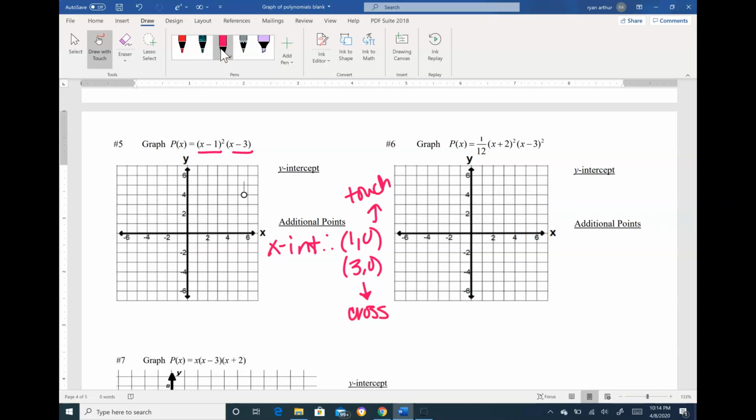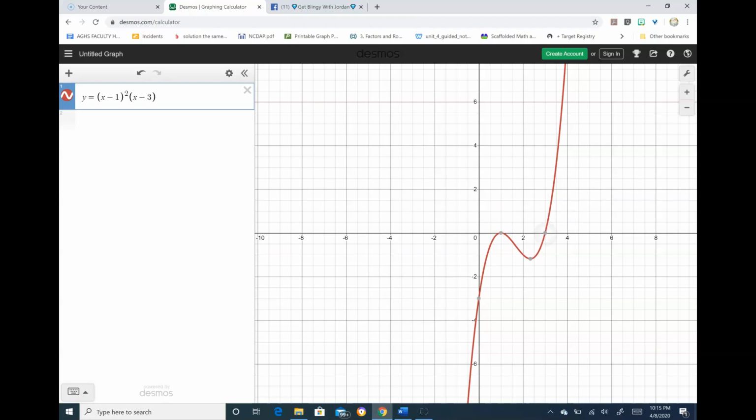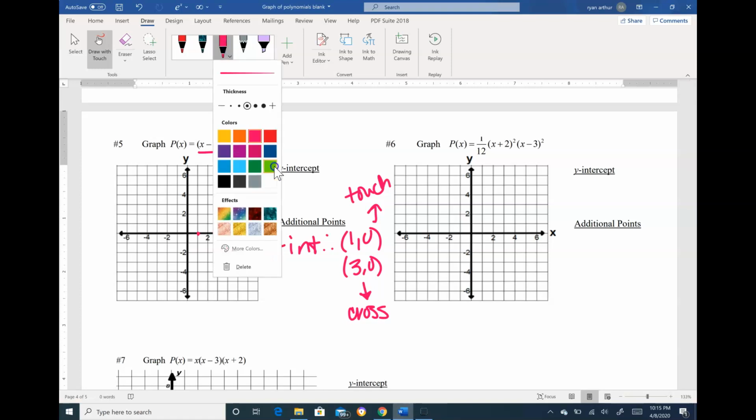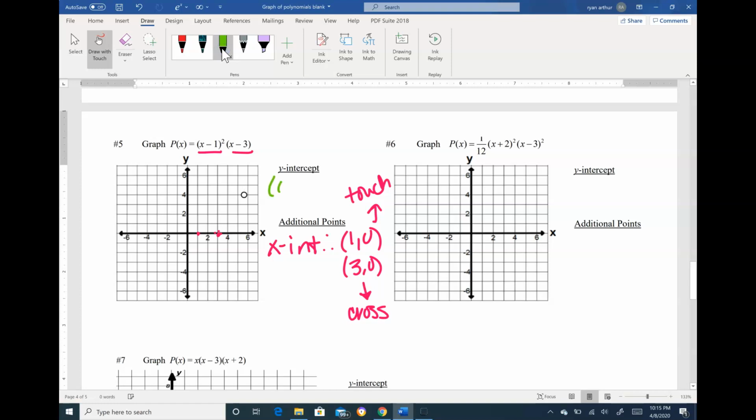Okay? Alright, so I'm going to plot a point at 1, 0. Then we'll plot a point at 3, 0. Okay? The y-intercept is where it crosses the y-axis, which is right there, 0, -3. So my y-intercept is 0, -3. Let's change the color. So 0, -3. So I'm coming here to -3 on the y-axis and draw a point.